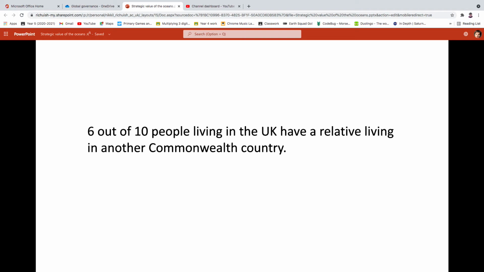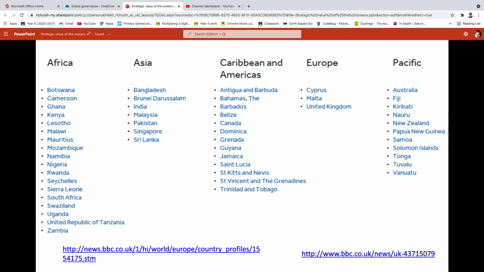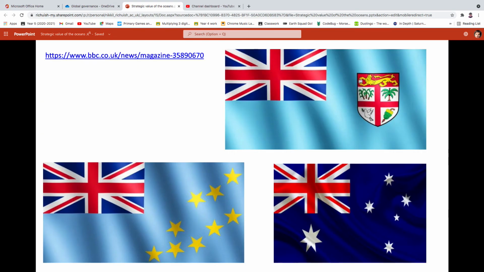You could do relatives. So apparently, 60% of people have a relative living in another Commonwealth country. So you could speak to your family. Have they ever lived, or were they born in any of these countries, or do your family have links to any of these? Could that explain anything particularly? So you could do migration.